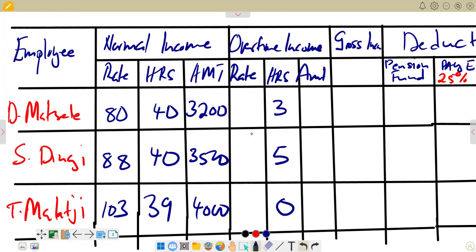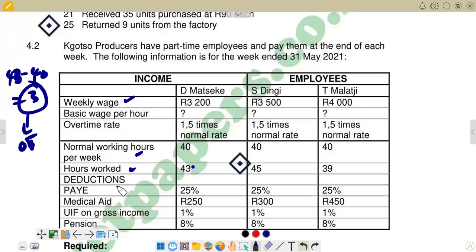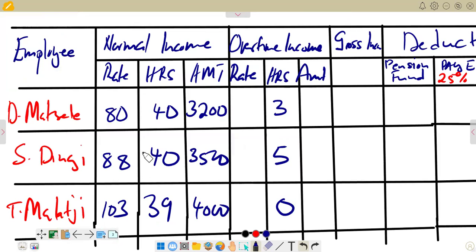So we go to overtime now. On overtime, we also don't have the rate. So we go to the question again to see the instruction in terms of calculation of the rate for the overtime. They are saying it's 1.5 times normal rate for the first employee, then for SDD it's also 1.5 times normal rate, then 1.5 times normal rate for the last one, which is Malawi. So what does it mean? It means the rates that we are given here, 80, 88 and 103, they're going to multiply by 1.5, all of them.